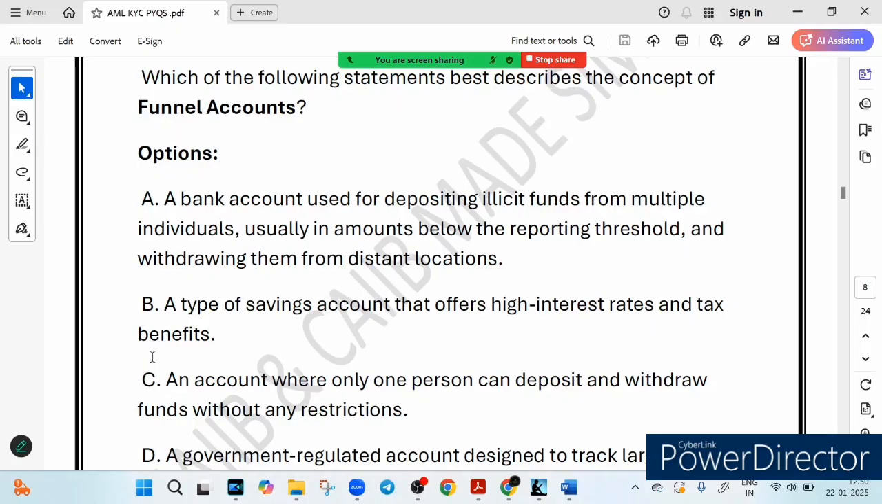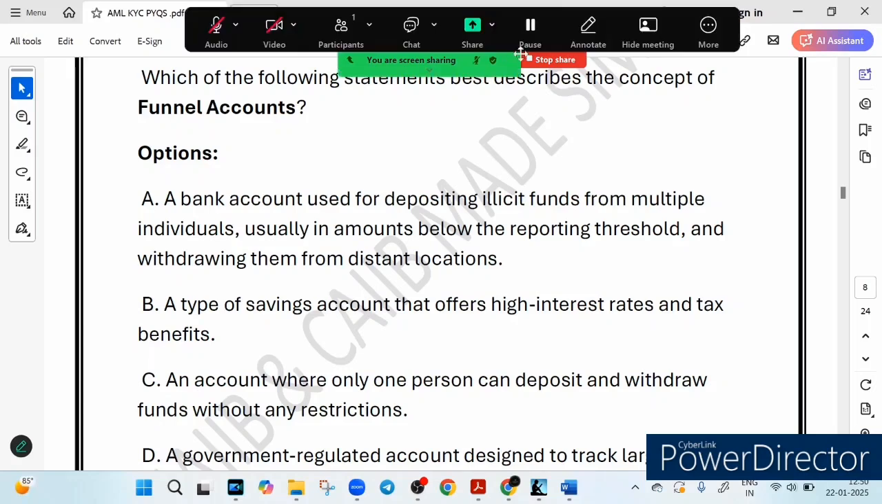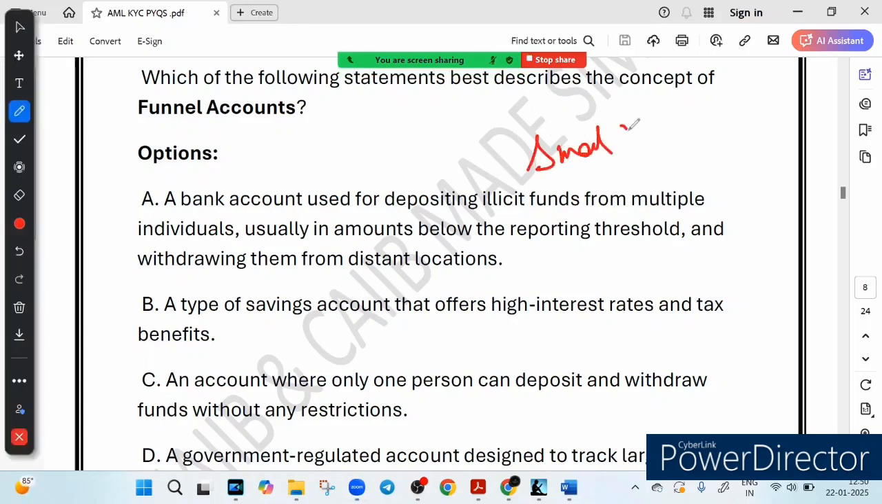Funnel accounts are specifically designed for money laundering. People deposit a small amount of money into this account, small enough to avoid suspicion, and then the money is withdrawn from different locations, making it hard to trace. So first thing is that it deals with a small amount, right? A small amount and different locations. These are the two keywords you need to remember. So the money is withdrawn from different locations, making it hard to trace.